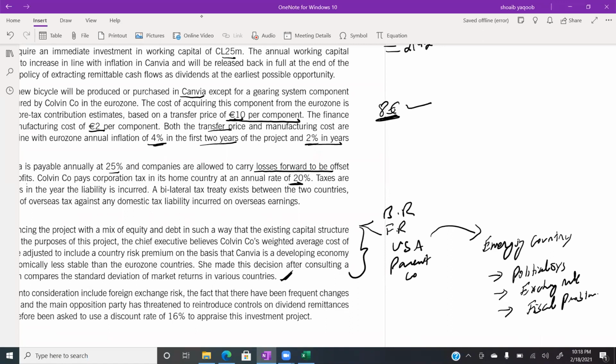So, obviously, if you want to open a subsidiary in an emerging country, you will be facing these additional risks. So, in order to address these risks, you want an additional premium. Normally WACC is 13%, but you will increase the WACC to, let's suppose, 16% to reflect this risk. Because of this additional risk, you will demand an additional premium. That is called country risk premium.